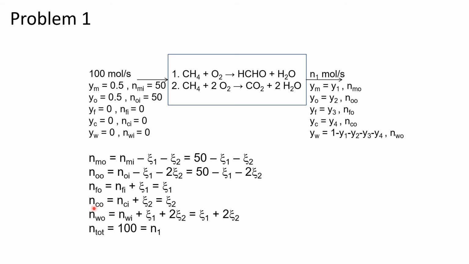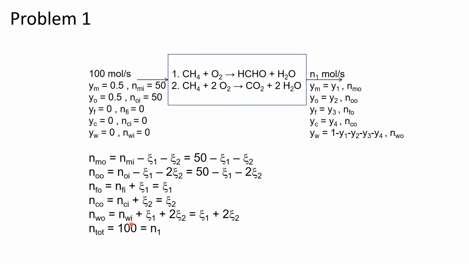For CO2, we'll do the same thing. The CO2 out is equal to CO2 in. We'll examine the first reaction to see if there's any CO2 involved in it. There's not. It's only in the second reaction. In the second reaction, CO2 is a product, so we'll put a plus. The coefficient is 1, and the extent of reaction is Xi2. So the flow rate of CO2 out will be equal to Xi2, since there's no CO2 coming in. CO2 in is 0.